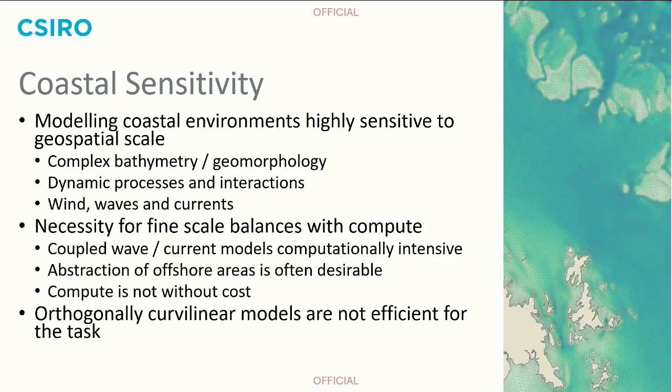So yeah, coastal models, they're really sensitive to geospatial scale. In the coastal interface, you've got lots of complex bathymetry and geomorphology. If you were at Robbie's talk earlier, you saw some wonderful animations of the kinds of dynamic processes and interactions you see in the intertidal space. All that dynamism shapes winds, waves, and currents in the area, and you're in the process of modeling complex processes in those spaces, trying to use that really fine data.